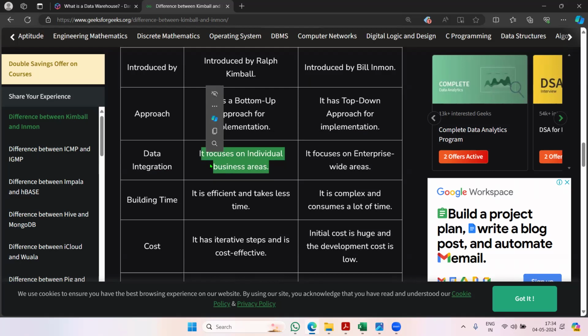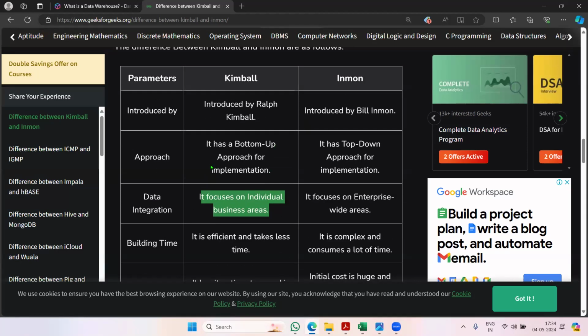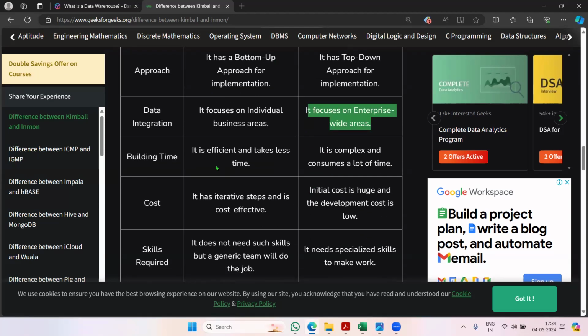Similarly, data integration: it focuses on individual businesses. So as we discussed, Kimball focuses on each and every business, like marketing. Suppose you are entering a new business. You are already part of a power plant where you have a coal-fired power plant, but now you want to move into renewable energy, solar or wind. Then they are going to have their own data marts, business lines.